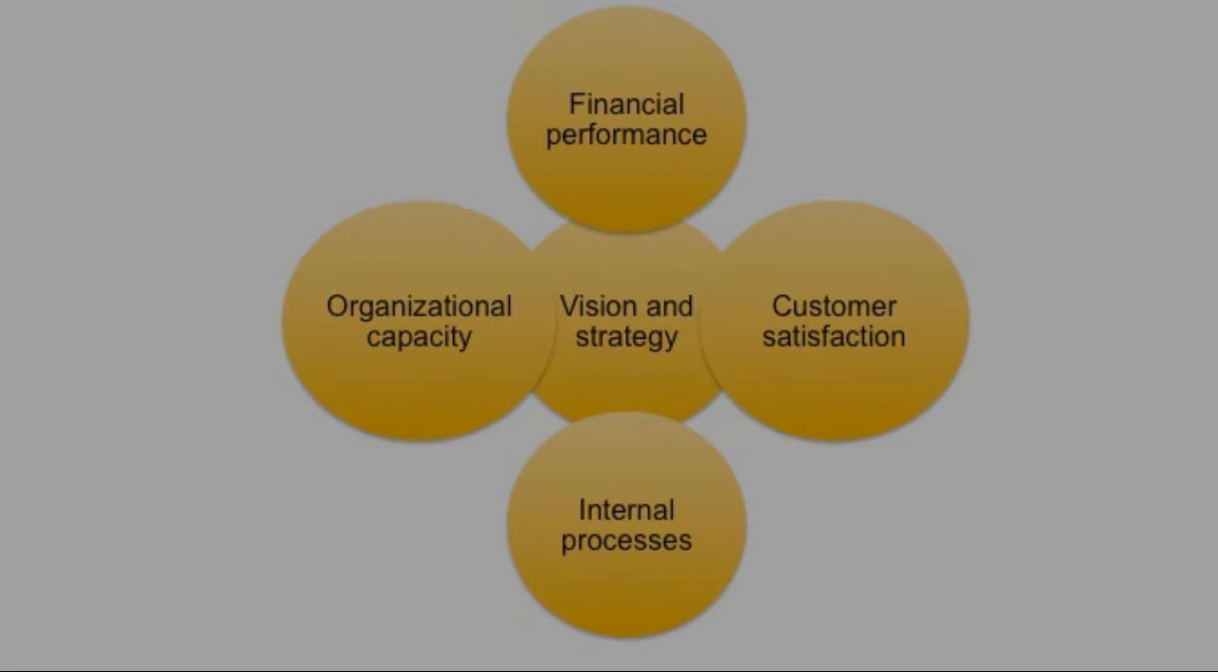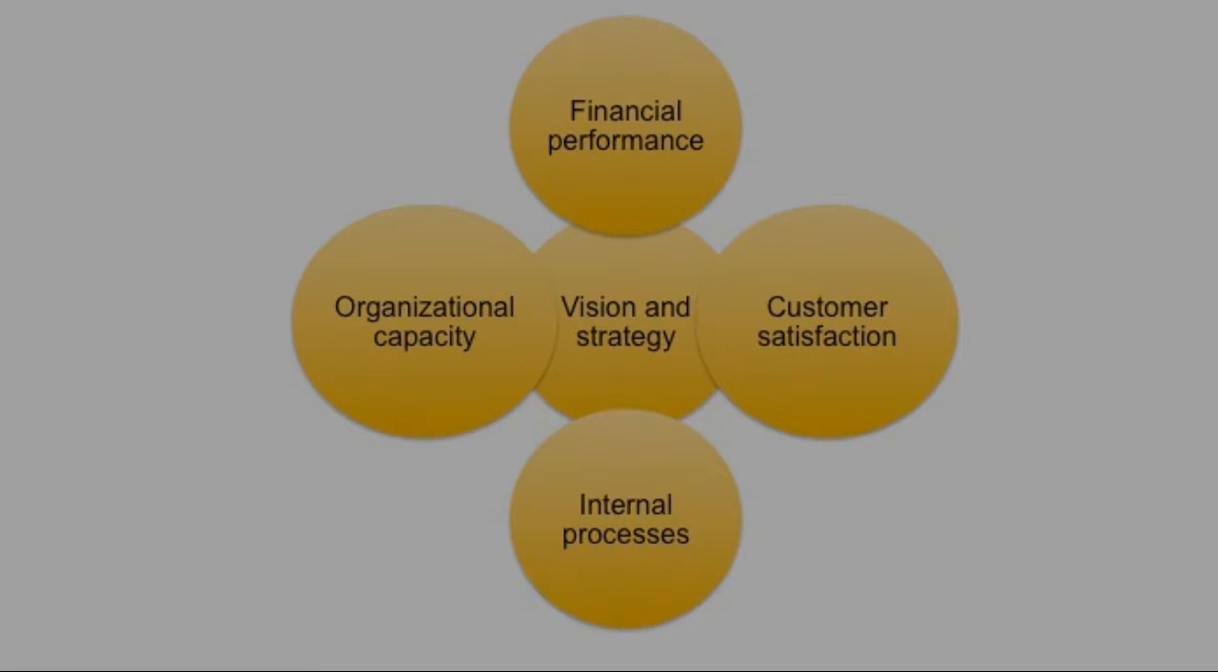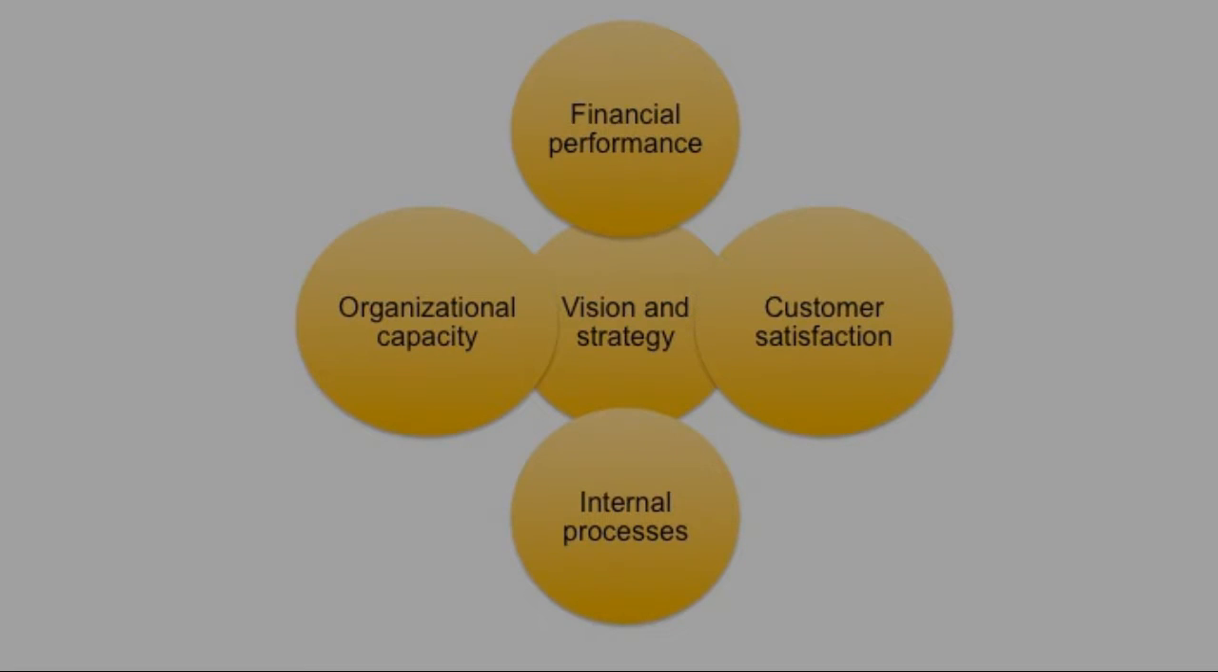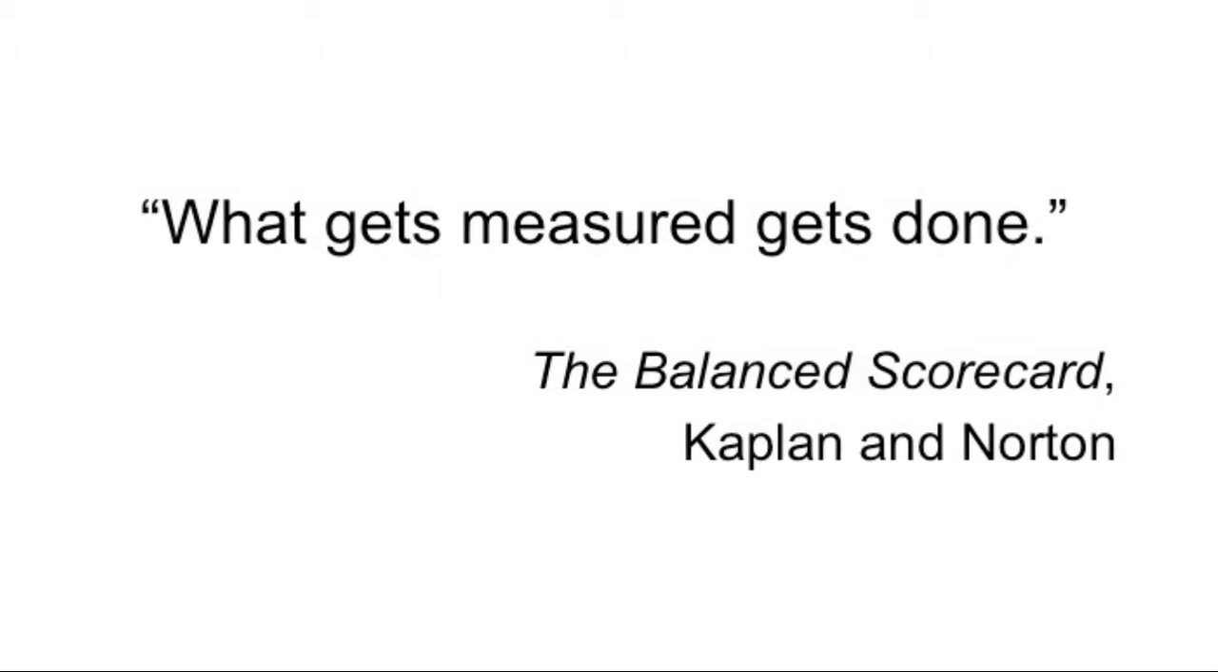Management authors Robert Kaplan and David Norton pointed out in their Balanced Scorecard framework that organizations' performance can be measured in 4 areas. The idea is that organizations become successful in the areas in which they choose to measure themselves. If organizations do not measure one area, performance in that area tends to suffer. Therefore, they said, what gets measured gets done.